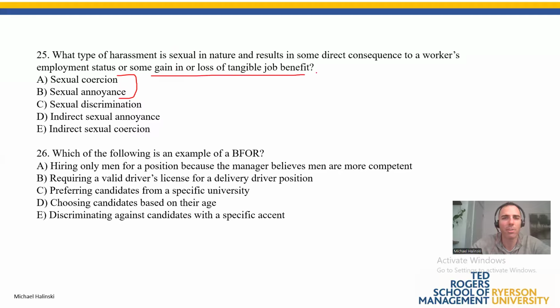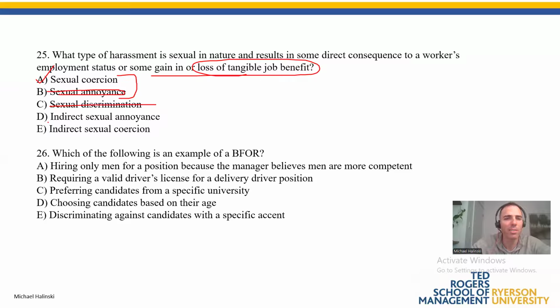So based on this, the example is harassment with a direct consequence to the worker's status, or some gain or loss. We just said it impacts tangible job benefits. That's sexual coercion. Sexual annoyance is when there is no impact to a job benefit. Sexual discrimination, I just made that up.